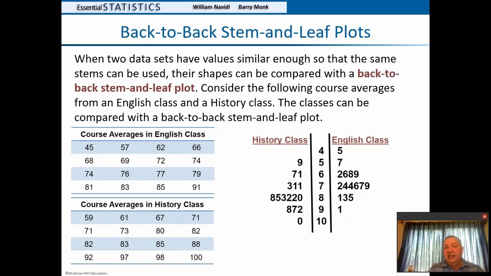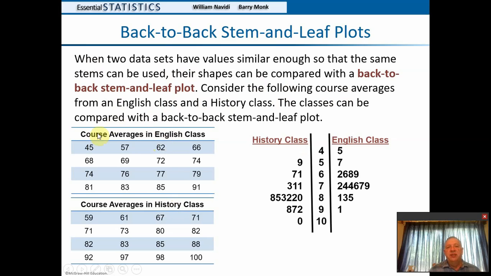We can also do back-to-back stem plots, and that allows us to look at one stem and compare things across different sets of data. Consider the following course averages from an English class and a history class. Here's the English, the history. The classes can be compared with a back-to-back stem and leaf plot.